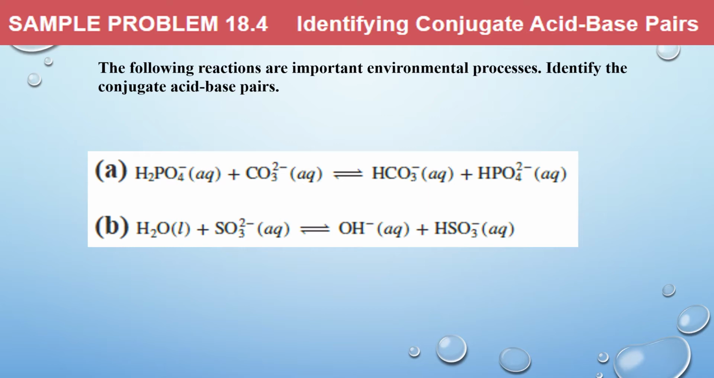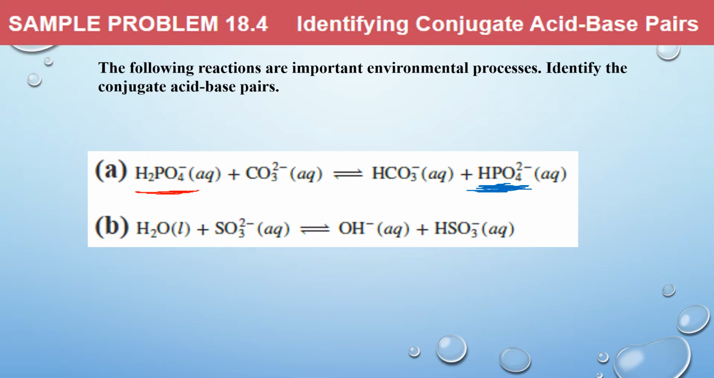Okay, so now let's look at the first reaction. First, let's try to find the acid. Based on the definition, an acid donates a proton. In this case, we have H2PO4 minus, and it becomes HPO4 2 minus. If you compare these 2 species, you see that it loses a proton. For the H2PO4 minus, you have 2 protons, but for the HPO4 2 minus only 1 proton. So this is the species that loses or donates that proton.